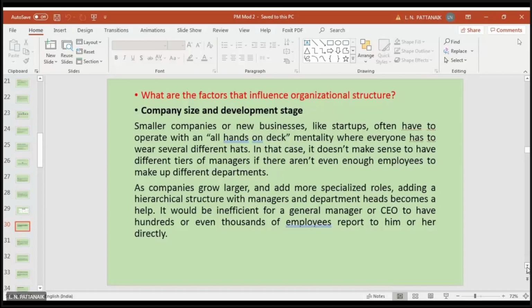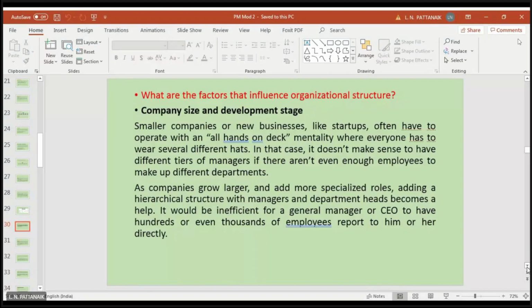That is also important. So the first factor that influences the organizational structure is the size of the company and the development stage, right? Company size and development stage. Smaller companies or new businesses like startups often have to operate with an all hands on deck mentality where everyone has to wear several different hats. In that case, it does not make sense to have different tiers of managers if there are not even enough employees to make up different departments. Right? I hope you got it. Somewhere I will discuss this.